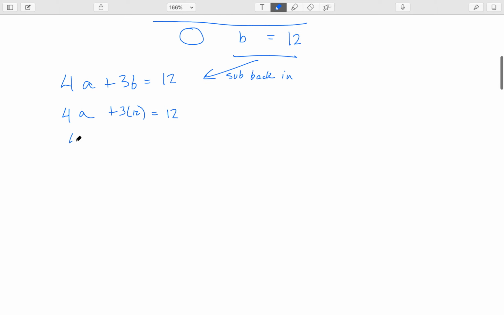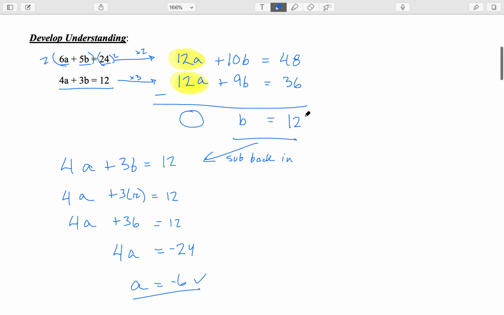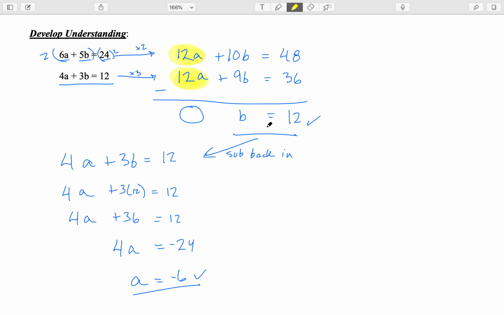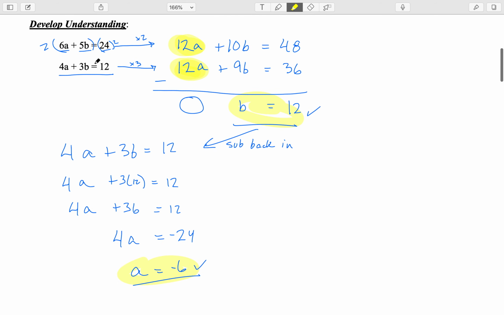Or in other words, 4a's plus 36 is 12, minus 36, minus 36. 4a's is negative 24, divide by 4, divide by 4. a is negative 6. Ta-da! There's my a, and there's my b. I've got them both. I just figured this one out, and I didn't have to do substitution, and I didn't have to graph it.